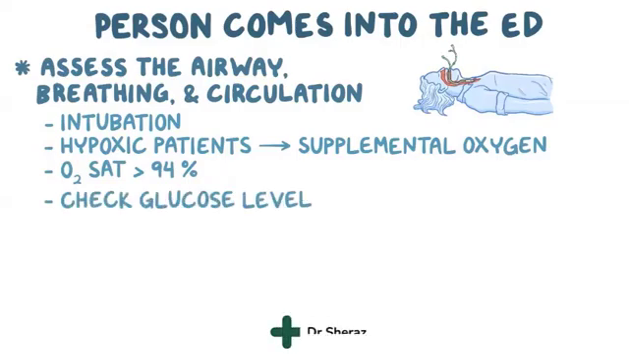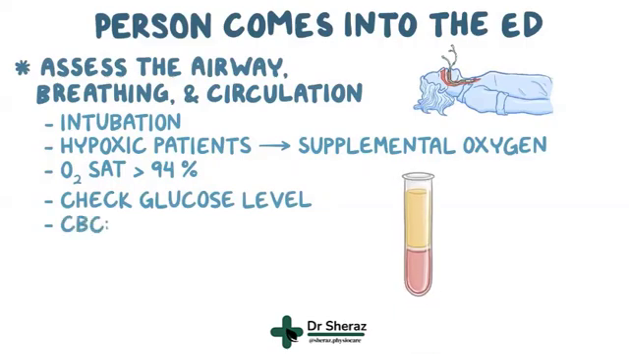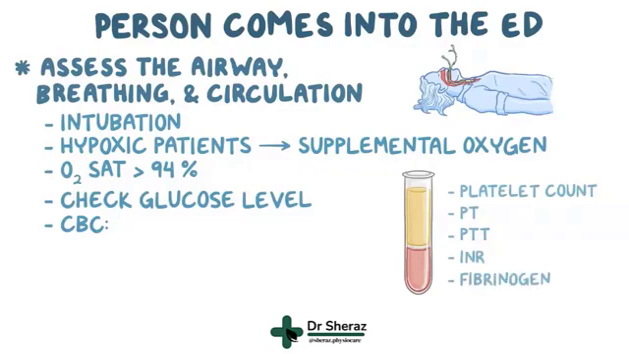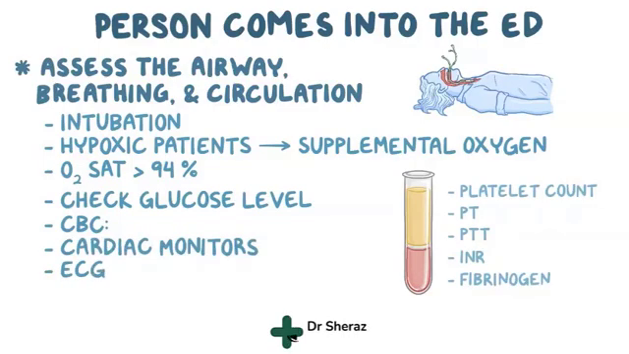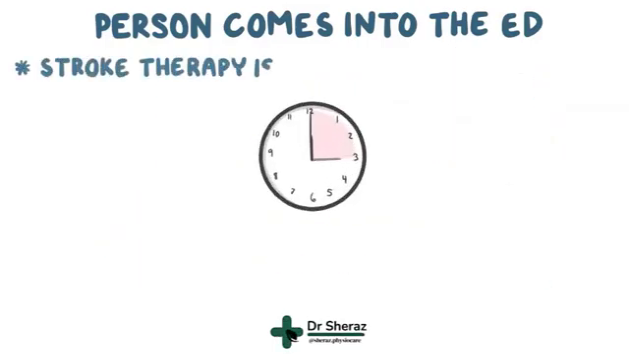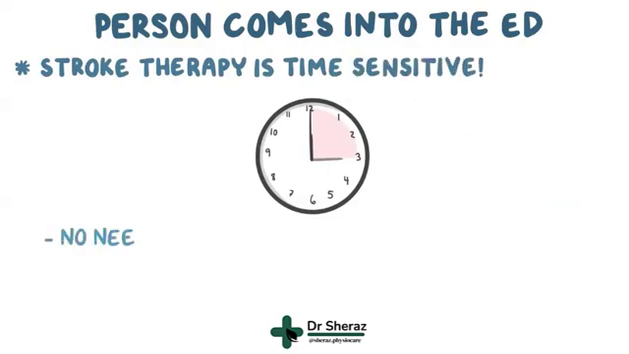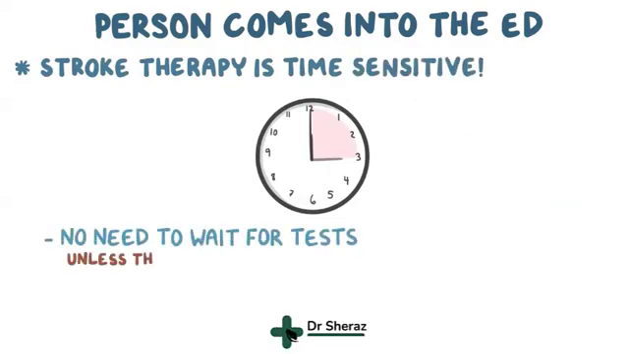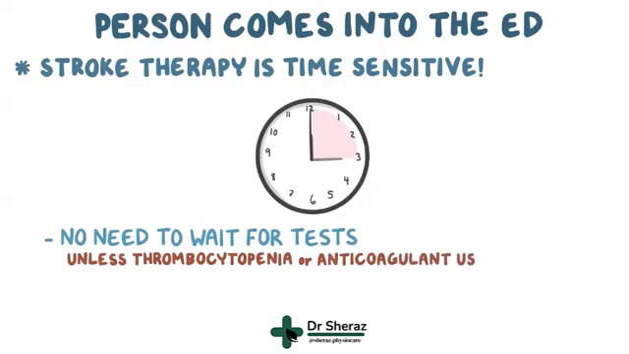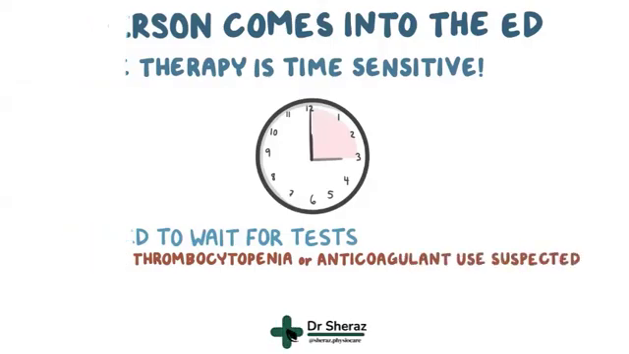If a stroke is suspected, it's important to check glucose levels and the following blood tests: CBC to check the platelet count, PT, PTT, INR, and fibrinogen. Cardiac monitors and ECG should also be utilized to look for arrhythmias like atrial fibrillation. Stroke therapy is extremely time-sensitive, so it's best not to wait for the results of the tests unless thrombocytopenia or anticoagulant use is suspected, because of the risk of bleeding.